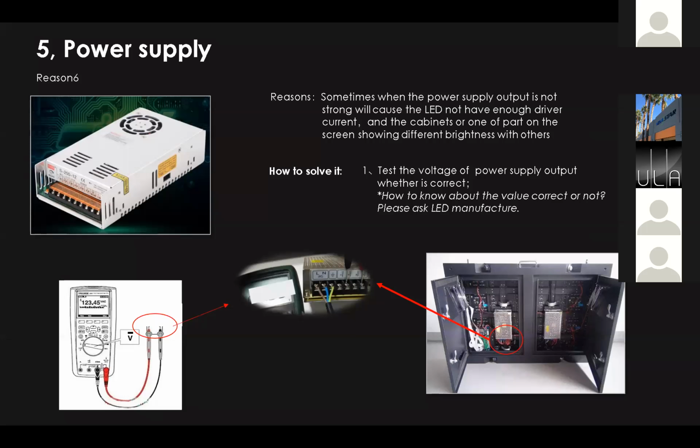And for the hardware part, sometimes the issue may not come from the control system part, such as the power supply. Check the power supply if it's normal for all components. If not, we may need to replace it with another power unit. Sometimes the power supply output is not strong enough, which causes the LED to not have enough drive current. And the components of one part of the screen show different brightness from the others.